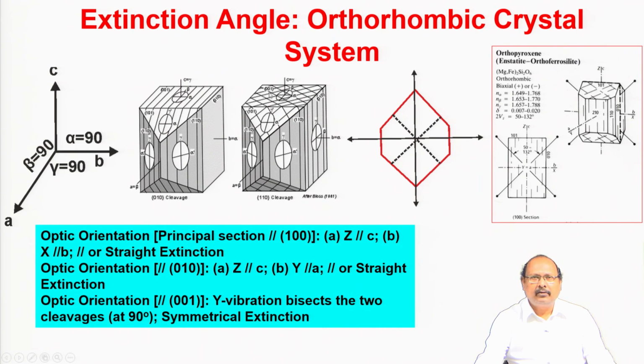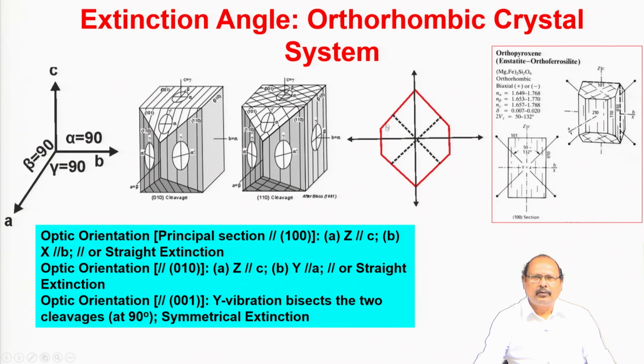But what will happen in the 0 0 1 plane? You see, in the 0 0 1 plane you have these two cleavage traces, and there are two vibration directions. One is your y vibration direction, and the other is your x vibration direction. These two cleavage traces are bisected by these vibration directions. So, this is what we call symmetrical extinction.